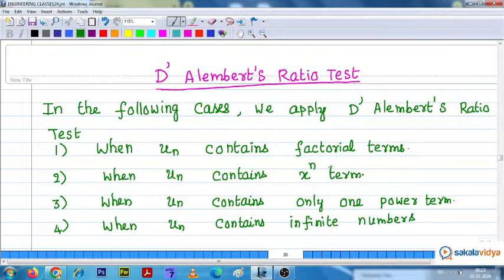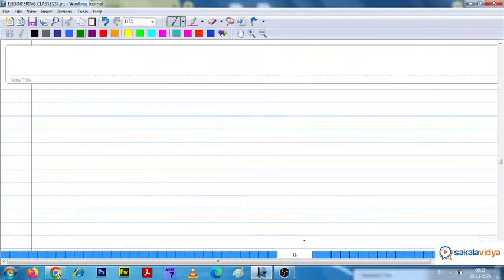Remember one thing: whenever u_n contains factorial terms, we apply D'Alembert's ratio test. When u_n contains x to the power of n, when u_n contains only one power term, or when u_n contains infinite numbers, that means the numerator and denominator consist of products of infinite numbers of terms. Okay, let us proceed to the question now.